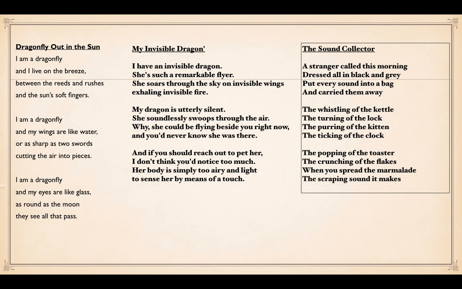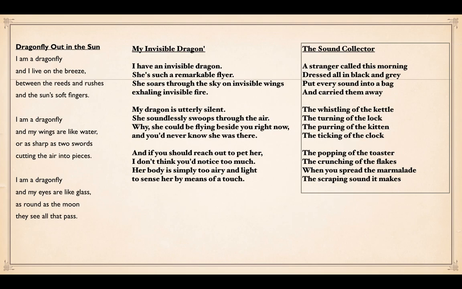Okay, so today is about you selecting a style of poetry or the poet that you liked, and I'm going to show you some of the poems that we've studied and learned about this week. So we've got The Dragonfly out in the sun, which we had this morning in the reading session, full of similes and metaphors. So did you like that style of poetry? Or from yesterday, My Invisible Dragon.